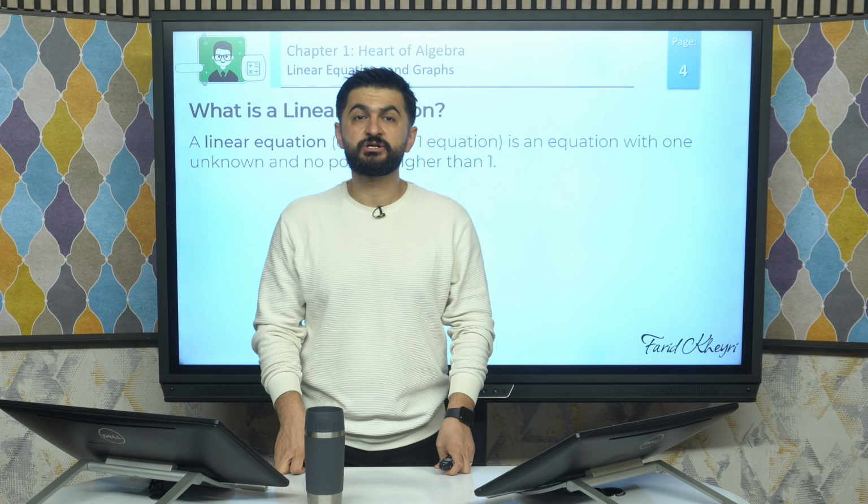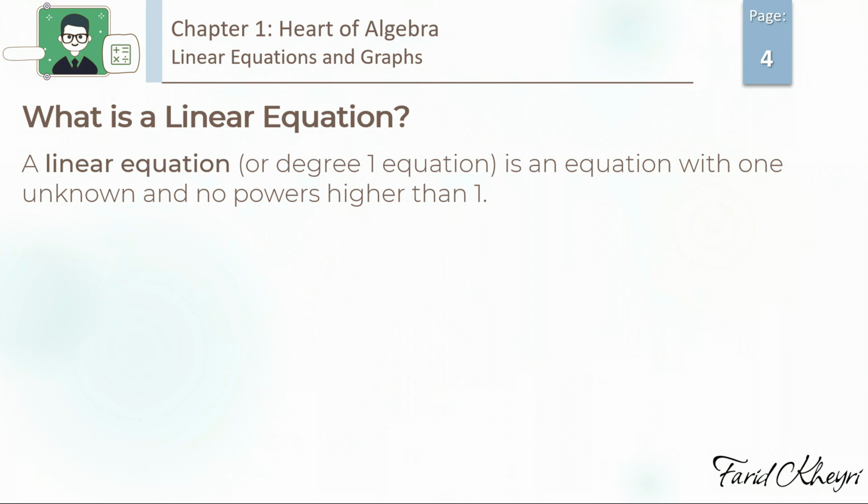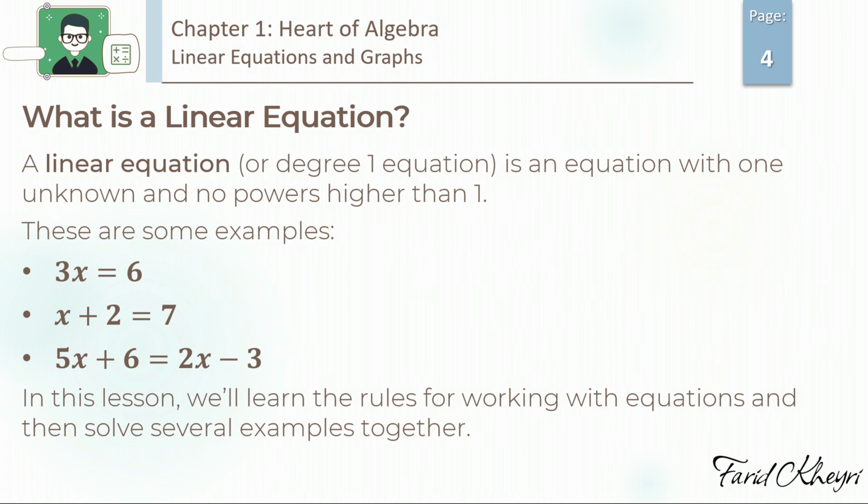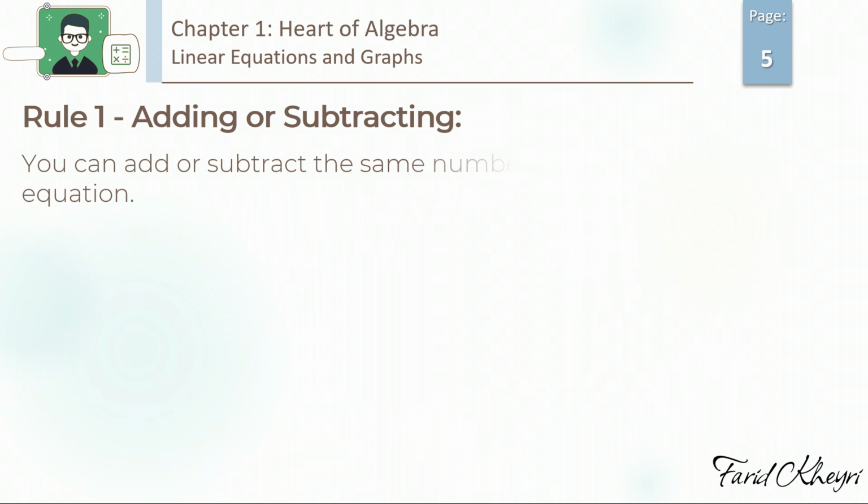A linear equation, in fact, is an equation with one unknown and no powers higher than 1. For example, these are some examples. 3x is 6, x plus 2 is 7, or 5x plus 6 is 2x minus 3. All of them are linear equations. So here we're going to learn the rules of working with equations and then solve several examples together.